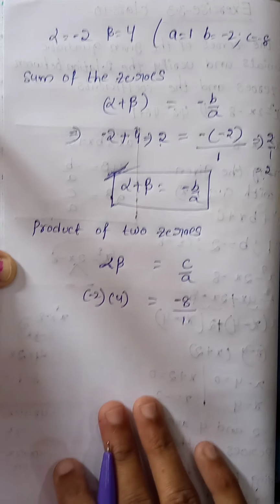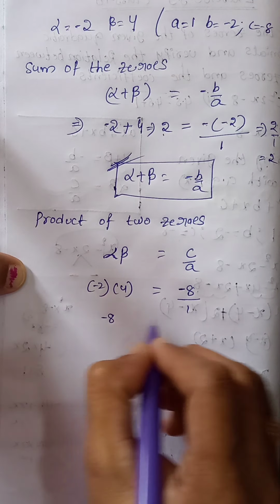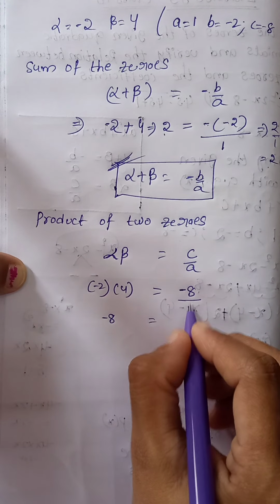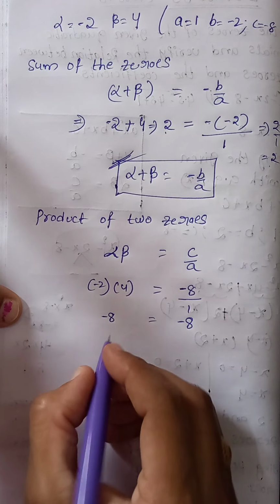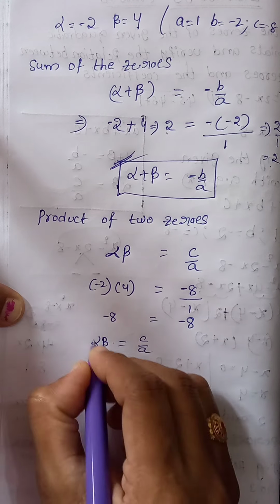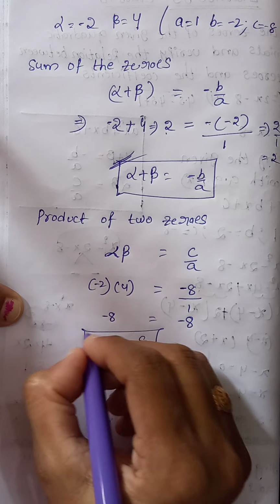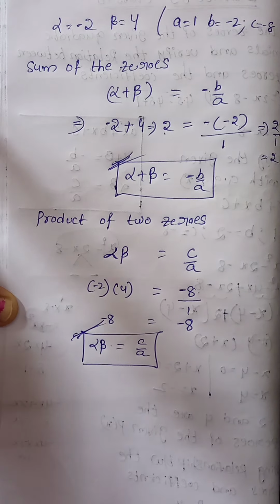1. So minus 2 into 4, 2 4s are 8, minus 8. Here minus 8 divided by 1 is nothing but minus 8. So it is also proved alpha into beta equal to c by a. This is the relationship between zeros and coefficients of the terms.